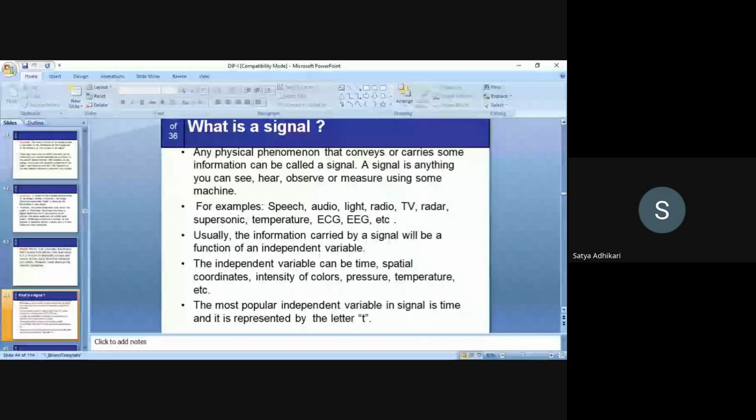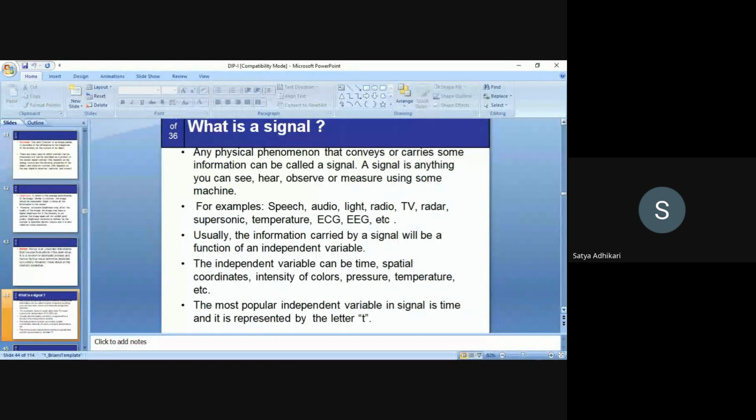We have already discussed how to convert an analog signal to a digital signal. Why the signal? You know that a digital image consists of signals. When you capture an image of an object, the light comes from the air. So a signal is anything you can see, hear, observe, or measure using some machine.